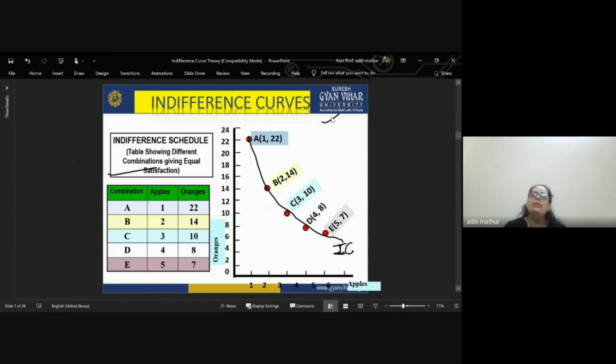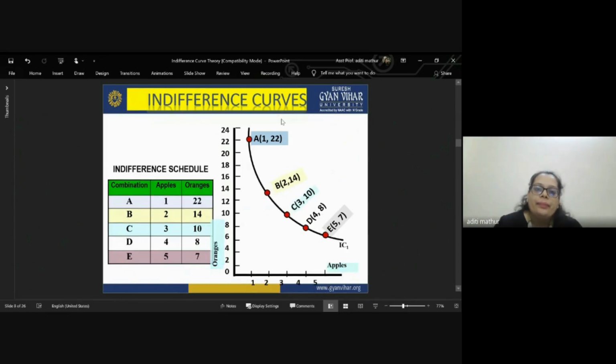So the definitions can be this way: an indifference schedule is a tabular presentation of different combinations of two goods in which the consumer gets the same or equal level of satisfaction. Whereas if the combinations of two goods are represented graphically and the points are joined and a curve is drawn, that curve is known as the indifference curve, right? So these are the definitions for the indifference schedule and indifference curve. This is how I have joined them, and this is my IC1, that is indifference curve 1.